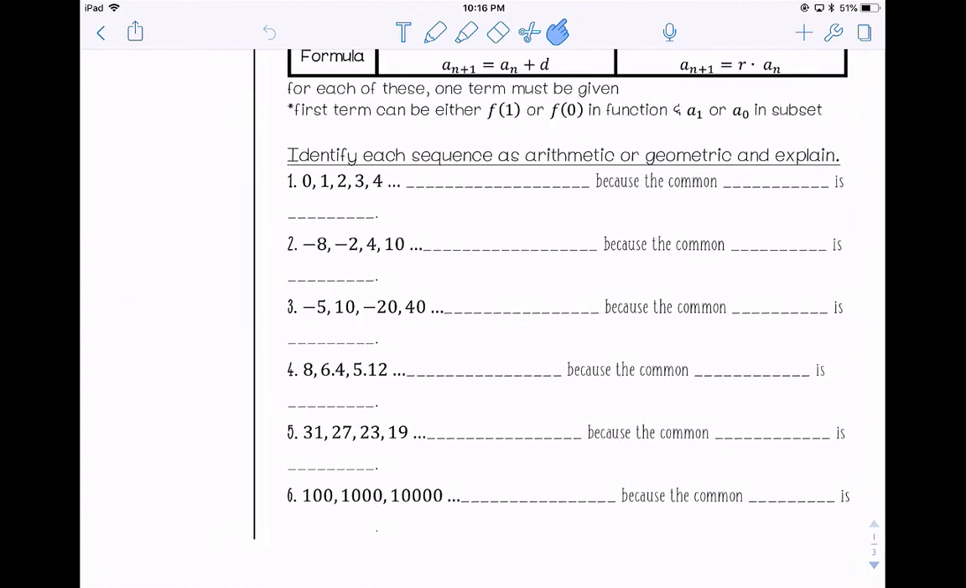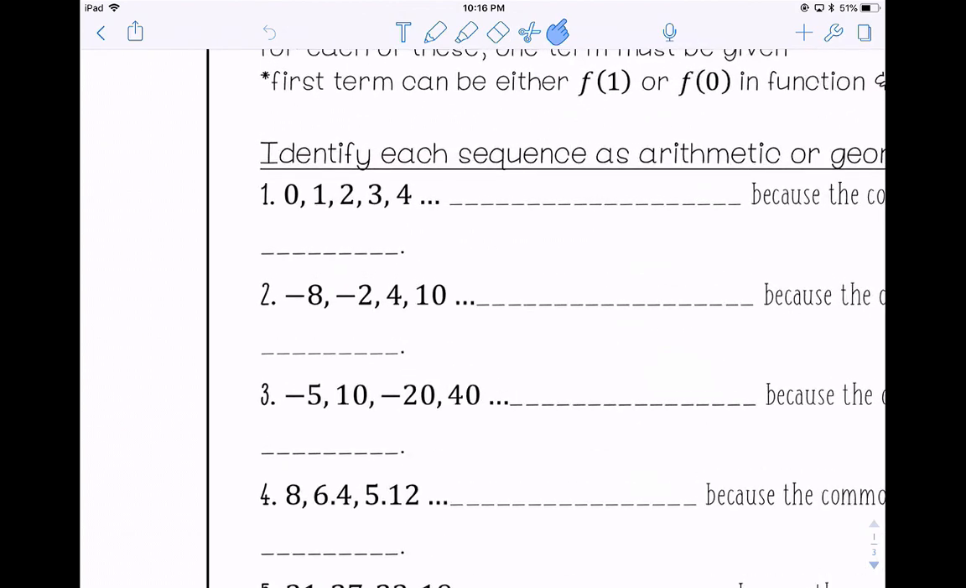So if you look at the first one, we have 0, 1, 2, 3, 4. What you should notice is that this sequence is just adding 1 each time, right? 0 plus 1 would be 1. 1 plus 1 is 2. 2 plus 1 is 3. 3 plus 1 is 4, and so on. So our sequence here is just adding 1 over and over again.